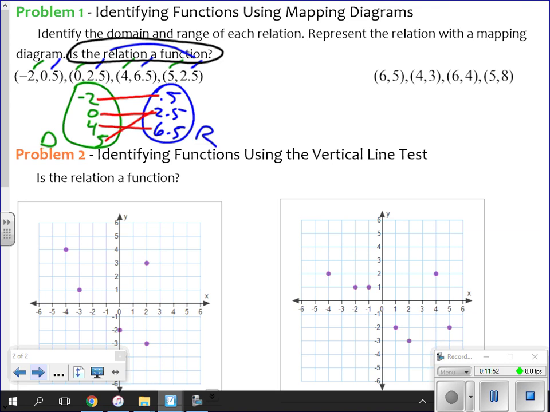Okay. So if I look at this one here, -2, how many y's does -2 have? 1. How many y's does 0 have? 1. How many y's does 4 have? 1. How many y's does 5 have? 1. That y is shared from 2 x's, but it only has one y, so this would be a yes. This is a function.